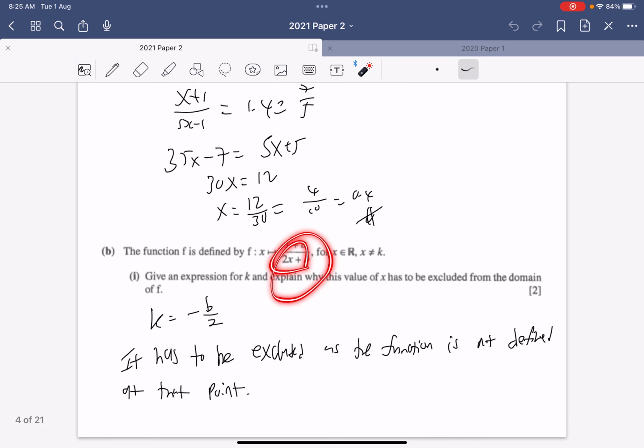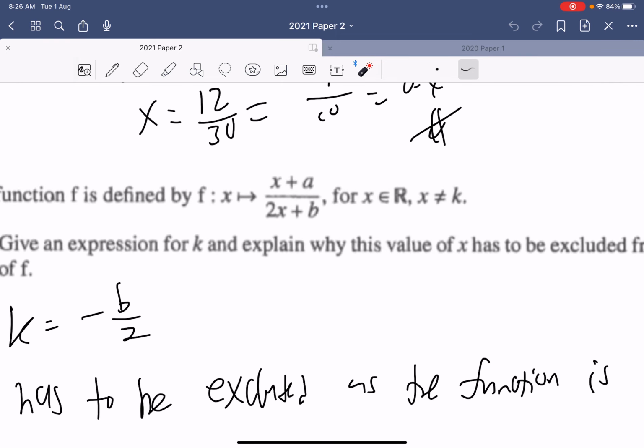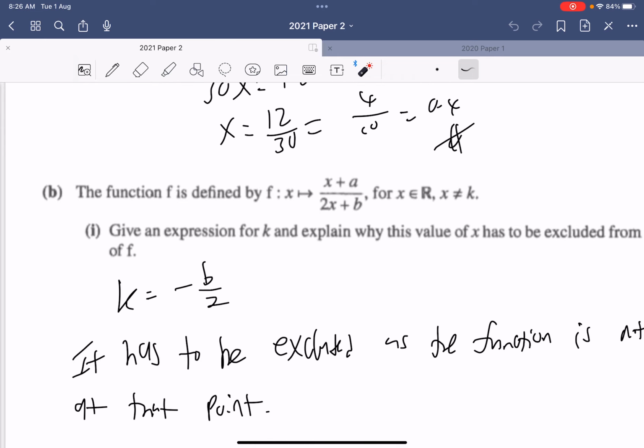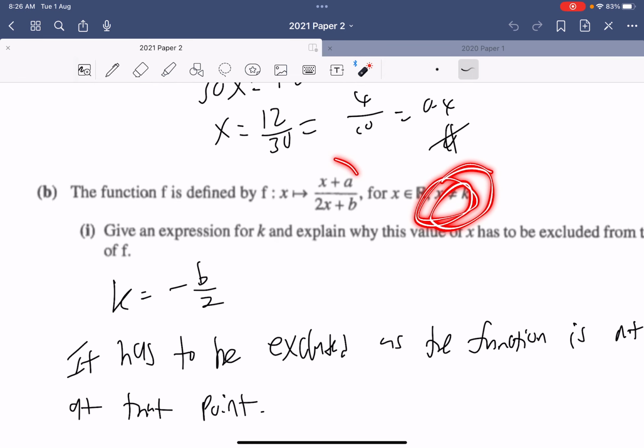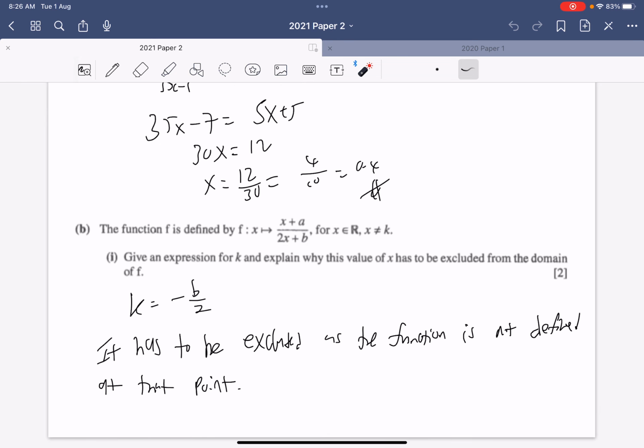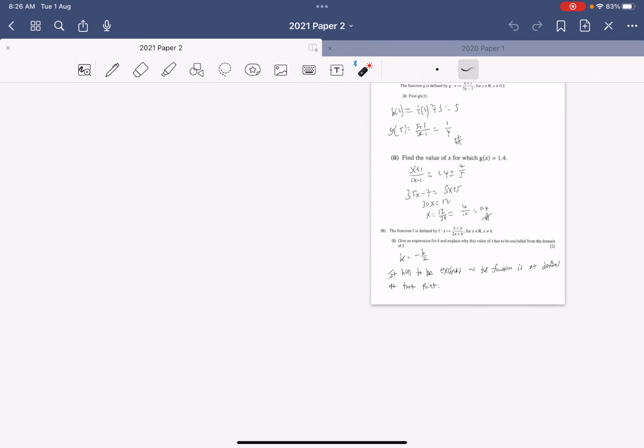And now we have a function which is x plus a over 2x plus b. And we're supposed to give an expression for k and explain why this value of x has to be excluded from the domain. Well, from what we have practiced always, this function will not be defined once the denominator is 0. So k has to be minus b over 2 because that will make this denominator 0. So it has to be excluded, or else the function is not defined at that point.